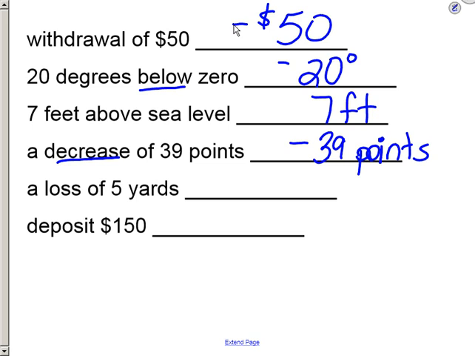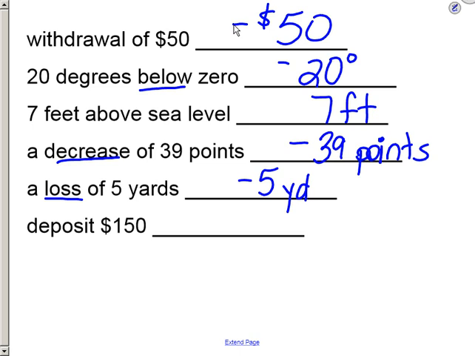A loss of 5 yards. If you're playing football, for example, and your team loses 5 yards, then that's going to be a negative 5 yards. The word loss tells us that it's a negative. Now, in that situation, 0 means wherever we started. So a loss of 5 yards means 5 yards behind where we started. So where we started would be the meaning of 0.